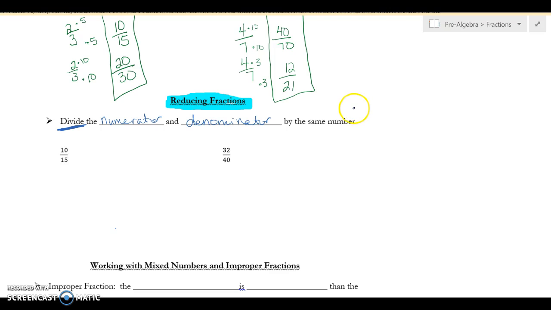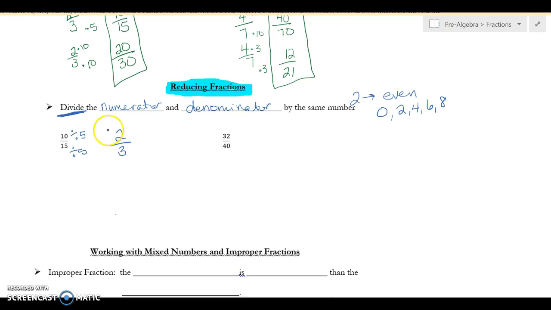So my best one to divide by is 2's. And remember, 2's are even numbers. So anything that ends in a 0, a 2, a 4, a 6, or an 8, 2 will go into. So if I look over here, 10 is even, but 15's not, so 2 doesn't go into 15. But you should recognize your 5's. And 5 goes into both of these, so 10 divided by 5 is 2, and 15 divided by 5 is 3.